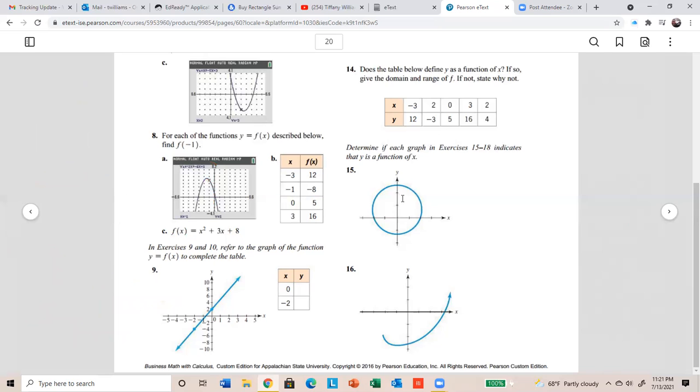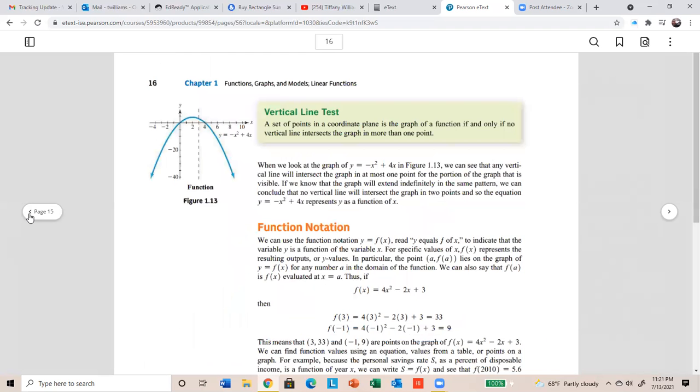Okay. So graphically speaking, you can tell whether an equation is a function by looking at whether it passes the vertical line test. Now the vertical line test, there's a box about it in your book. Let me see if I can find it here. There we go. So vertical line test. A set of points in a coordinate plane is the graph of a function if and only if no vertical line intersects the graph in more than one point.